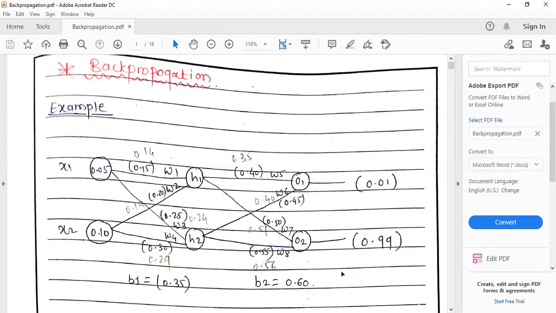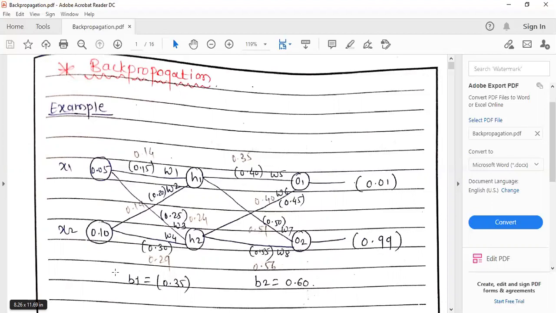So backpropagation is the algorithm which is exactly opposite to the feed forward mechanism. Before this we have seen the feed forward mechanism. So I will briefly explain again what is meant by feed forward. You can see one diagram here. x1 and x2 are the inputs. H1 and H2 is the hidden layer where two hidden nodes are there, and O1 and O2 are the outputs.